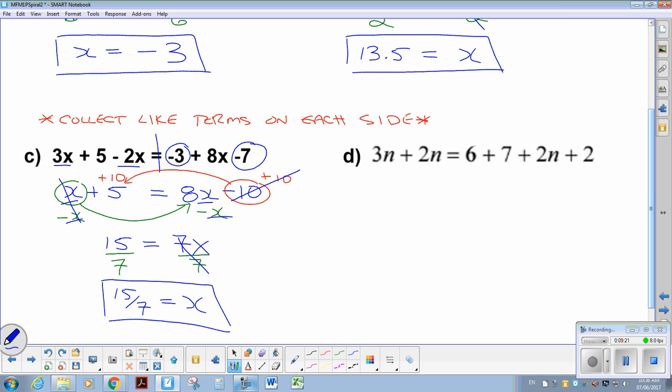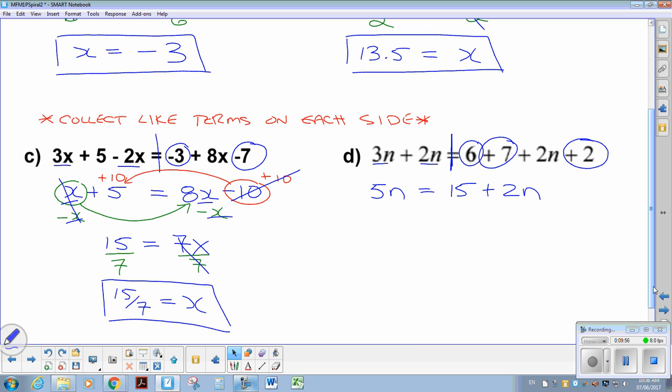All right. D is the same as C. Okay? So again, we pretend there's a wall here at the equal sign, and we collect up our like terms. So I have 2n's, 3n's plus 2n's. Those are like terms. So I have 5n equals. On the other side of the wall, I have numbers. I have a 6, I have a 7, I have a 2. So 6 plus 7 is 13, plus 2 is 15. And then that 2n didn't have a partner, so it stays by itself. Now we have a question like A part.